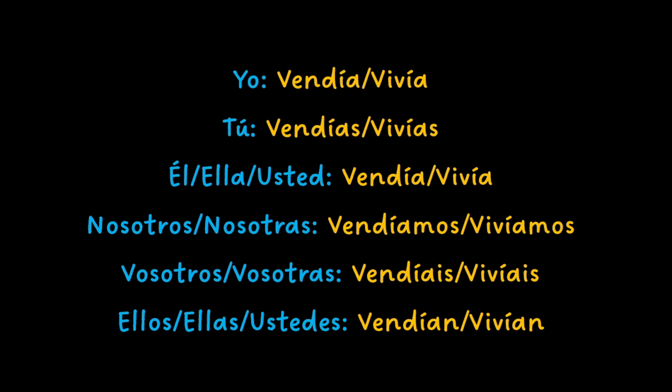And finally, to review these conjugations, for yo it's vendía and vivía, for tú it's vendías and vivías, for él, ella, and usted it's vendía and vivía, for nosotros or nosotras it's vendíamos and vivíamos, for vosotros or vosotras it's vendíais and vivíais, and for ellos, ellas, and ustedes, it's vendían and vivían.